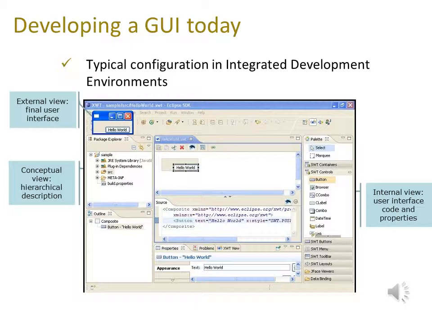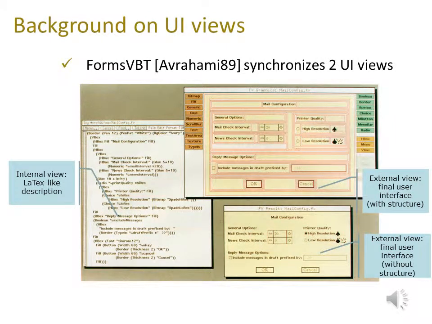If we look back in history, these three views have been introduced for a while. Probably the first one in history, Forms VBB, enables the developer to type in a LaTeX-like description the user interface code in the internal view in order to see the results in two external views, the final user interface with and without structure. In the external view with structure, any widget can be dragged and dropped to modify its look and feel, thus updating the LaTeX description. The views are synchronized in separate overlapping windows.